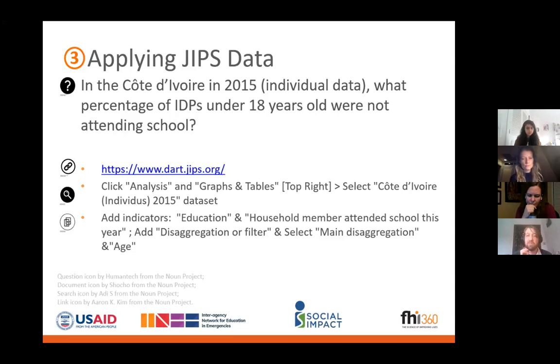So in here, you could have selected Côte d'Ivoire and looked at education, so number of household members attending school, and looked at disaggregation for those under 18 years old and seeing the number in the data set that were not in school, for example. So in this case, it was 36% is the answer, and 39% if you calculate it directly, and 36% if you use some of their conversions that they use.